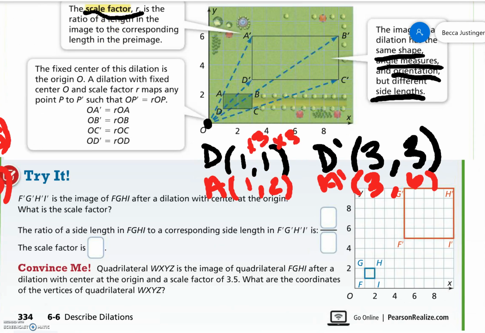So F prime, G prime, H prime, I prime is the image of F, G, H, I after a dilation with a center at the origin. What is the scale factor? The ratio of a side length of F, G, H, I to a corresponding side length in F prime, G prime, H prime, I prime, or I said that in the wrong order, but you get it, is blank. So we need to find the ratio of the side length of the original. So the side length in the original is 1 to the side length in the new, which is 1, 2, 3, 4, 5. So the scale factor is 1/5.